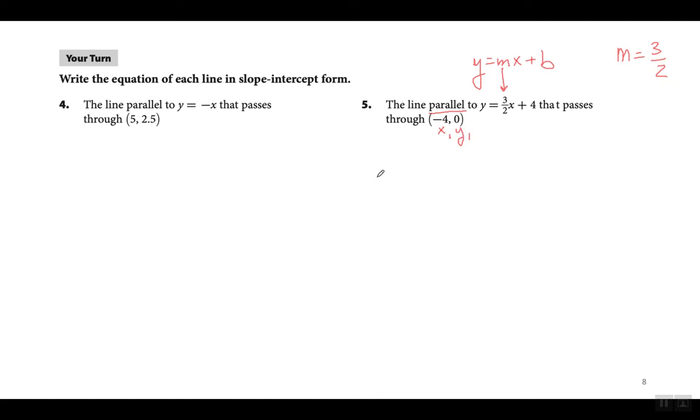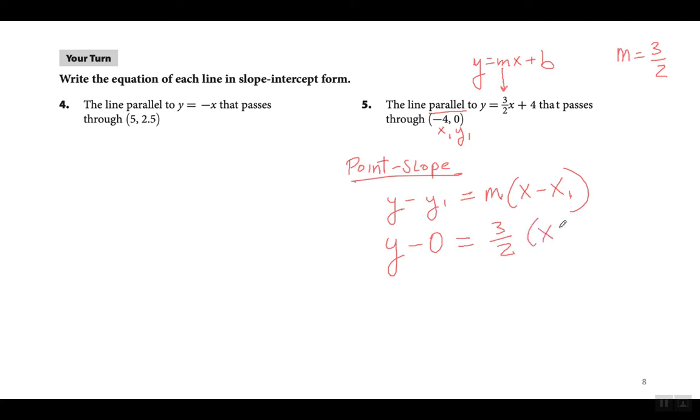So the point slope formula, let me write it here. Point slope is y minus y1 equals m times x minus x1. Alright, so when I substitute those values, I'm going to have y minus 0 equals 3 over 2 x minus negative 4. Okay, so y minus 0 is y, so I could just get rid of that minus 0 and just write it like that, alright?